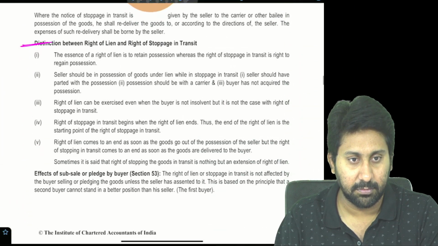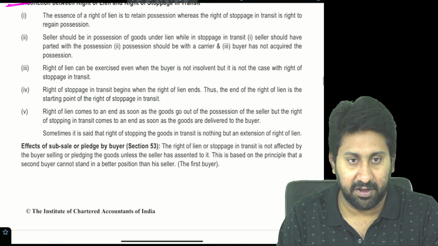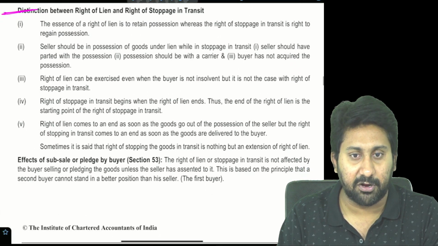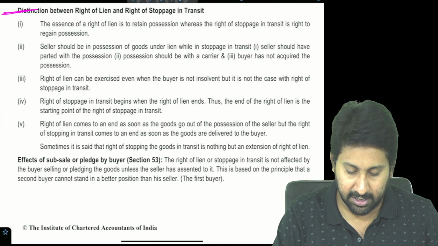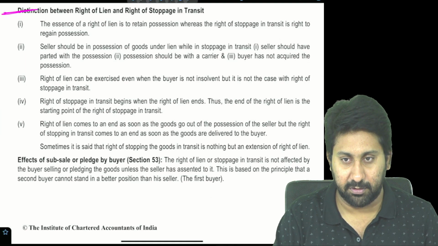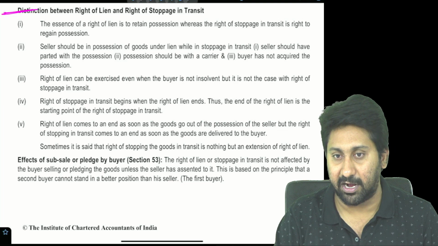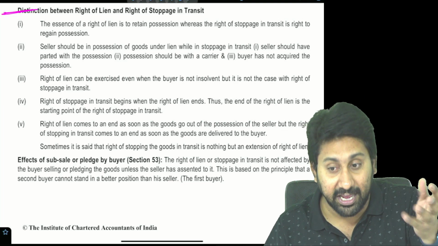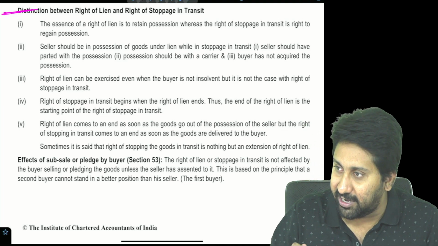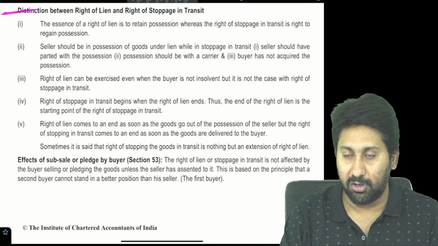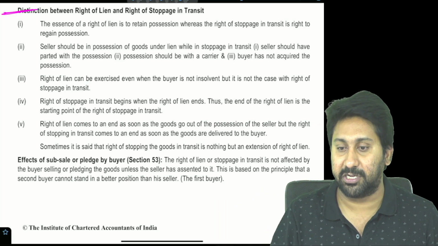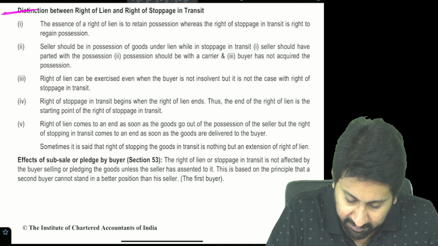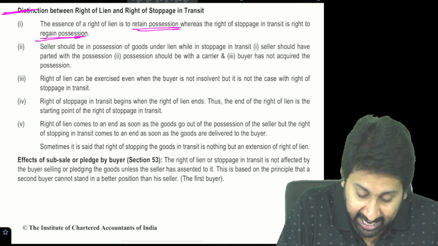Next, distinction between right of lien and right of stoppage of goods in transit. Lien means what? Retaining the possession of goods which are already in the possession of the seller. Stoppage in transit means the right to regain the possession. It means already it is going on, now I am taking it back. Lien means already in my possession. Right of lien is to retain possession; this is to regain possession.